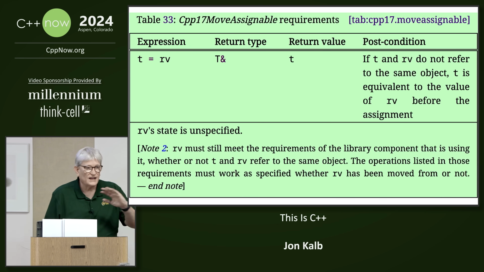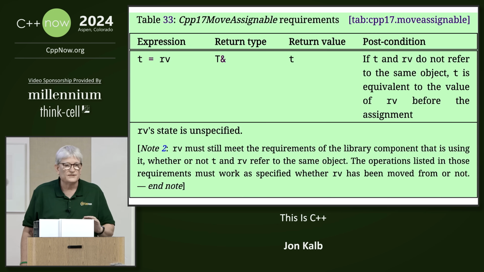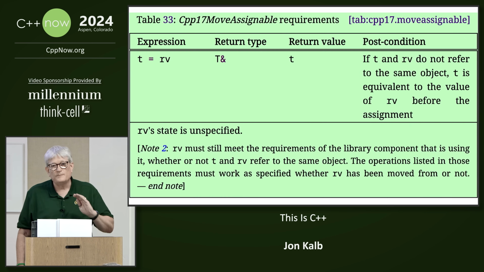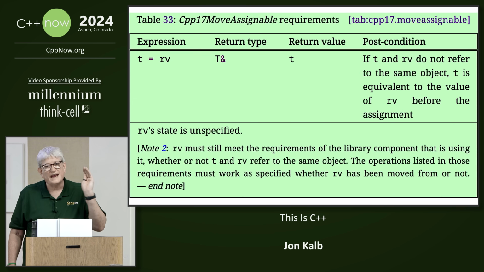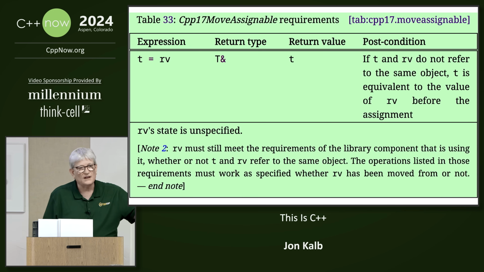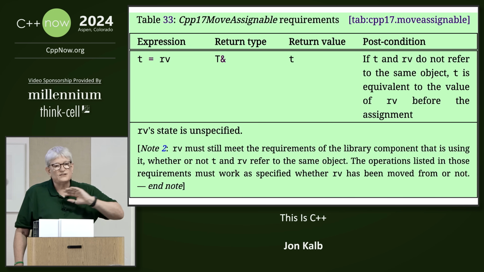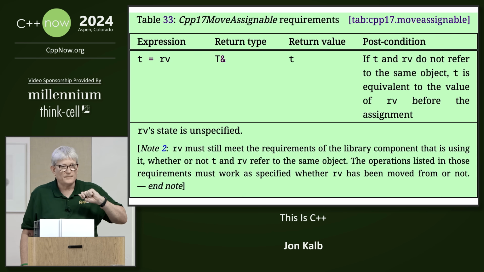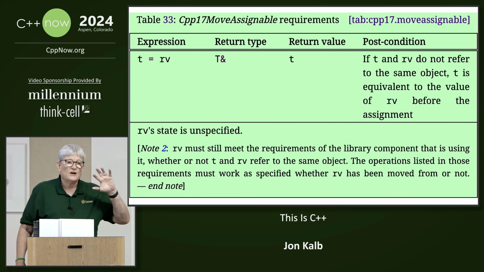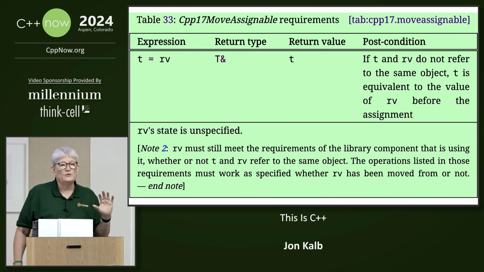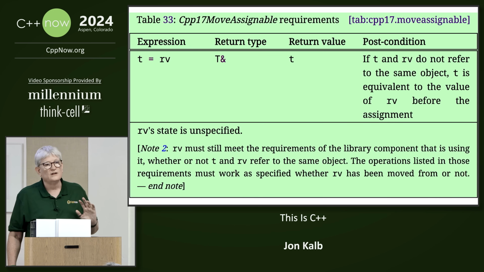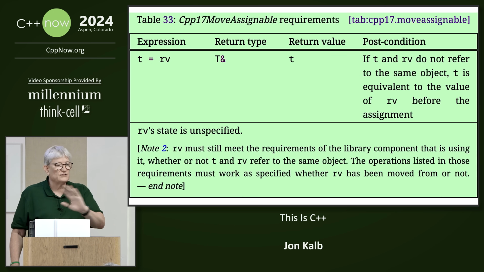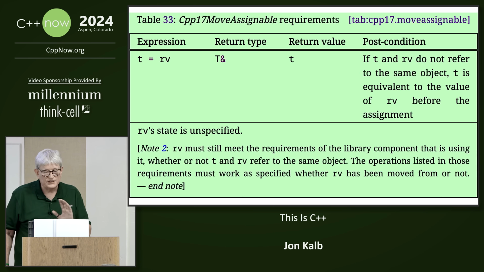So this note is saying that for your types, if you're going to pass them into the standard library, and of course that means putting them in a vector, running them on a thread, anything you do that uses the standard library, then if that object is moved from, it has to be able to do whatever is expected of the object that you passed in when it wasn't moved from. So if you pass something into an algorithm and the algorithm says this has to be incrementable, then it has to be incrementable whether it's been moved from or not. That's what this note is saying.